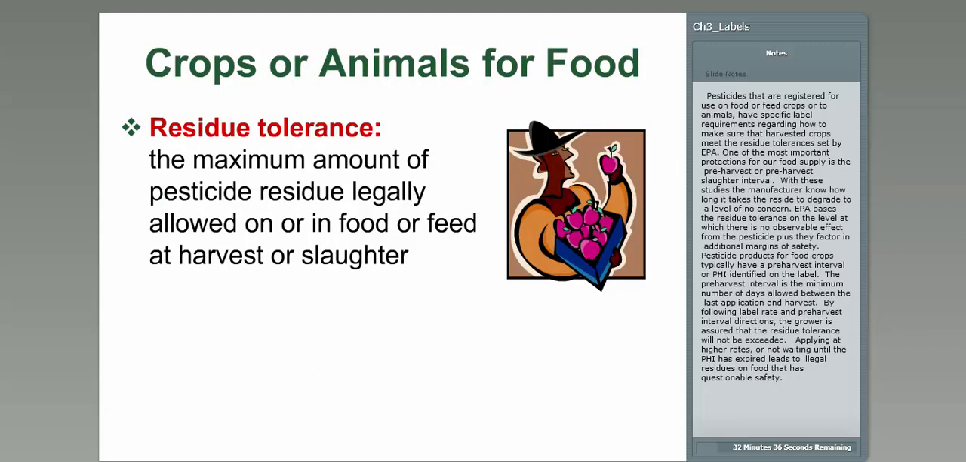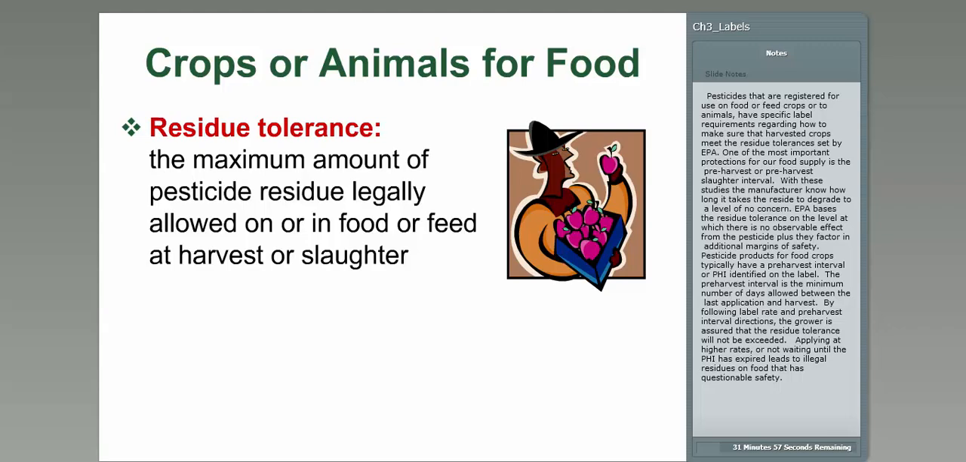Pesticides that are registered for use on food or feed crops or to animals have specific label requirements regarding how to make sure that harvested crops meet the residue tolerances set by EPA. One of the most important protections of our food supply is the pre-harvest or pre-harvest slaughter interval. With these studies, the manufacturer knows how long it takes the residue to degrade to a level of no concern. EPA bases the residue tolerance on the level at which there is no observable effect from the pesticide, plus they factor in additional margins of safety.